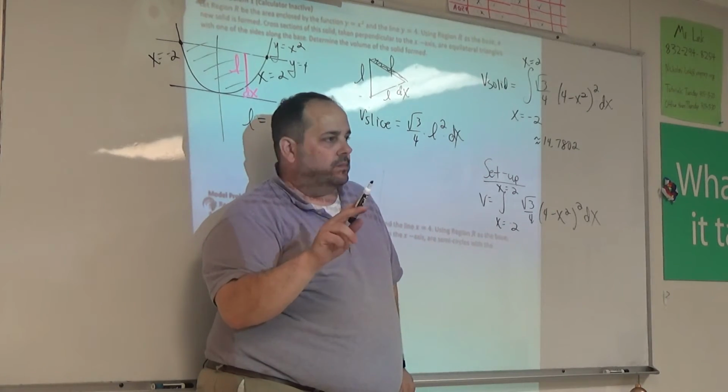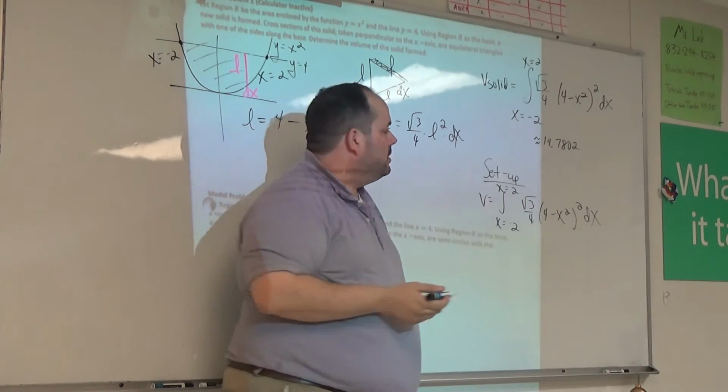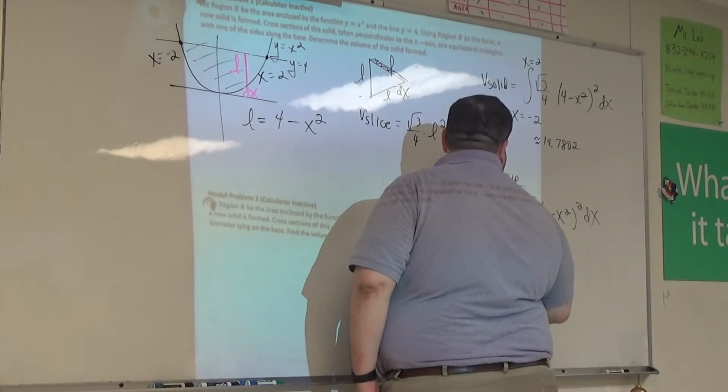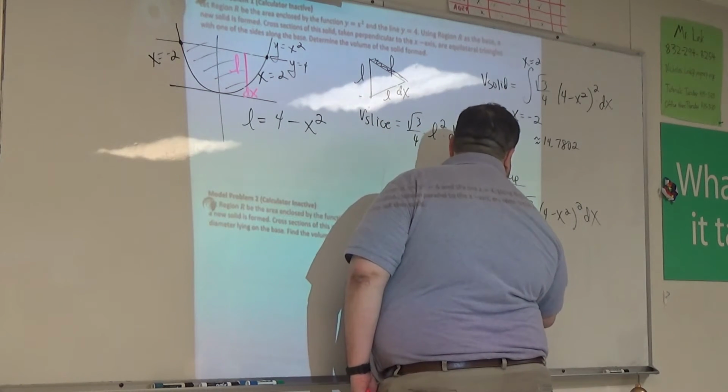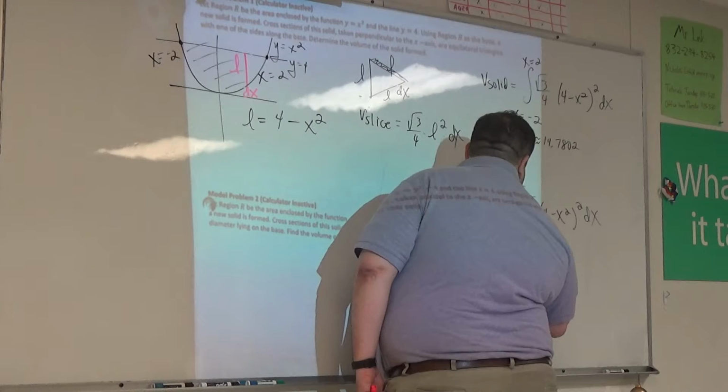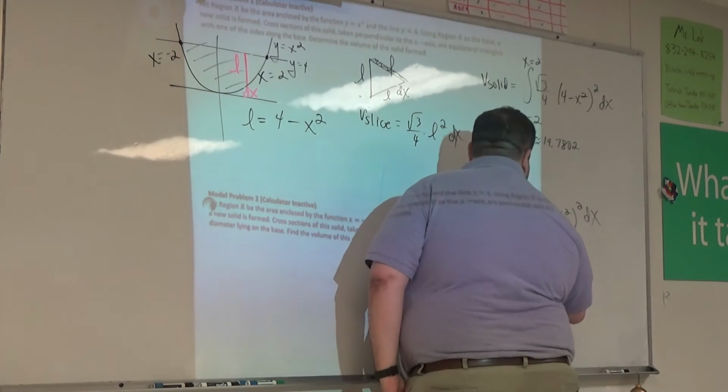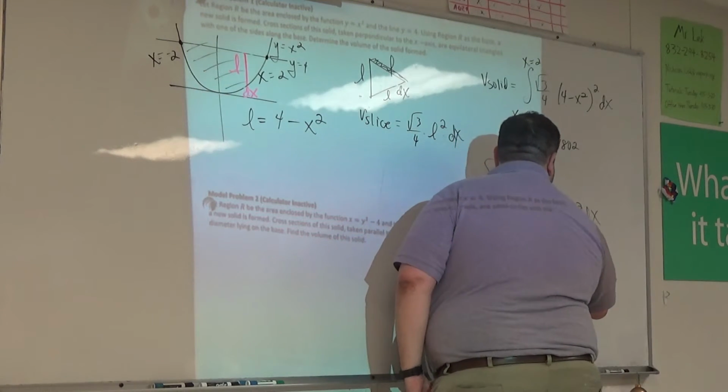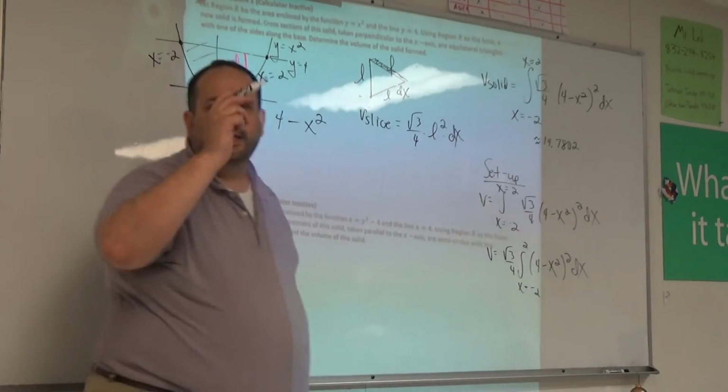Legal things that they could do. Ron Beer, what can you do? Move the square root of 3 over 4 outside. Why can you do that? It's a constant. Okay, that square root of 3 over 4 is a constant. And so you say, okay, there it is. How about this?